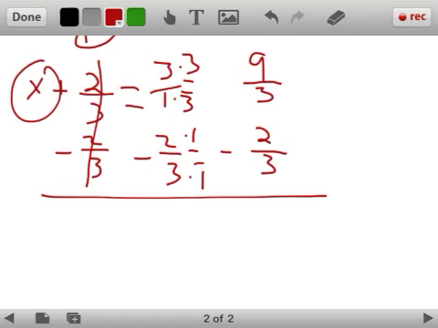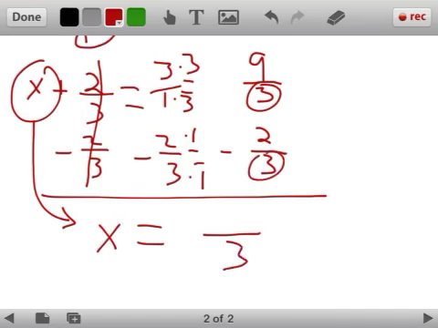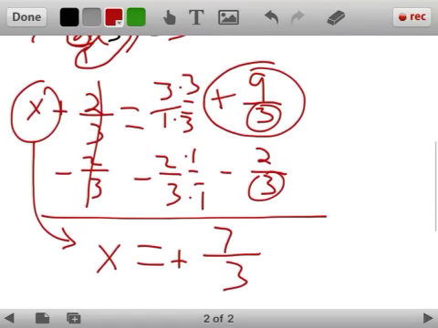Now I'm going to bring down this x because we can't forget that guy. So we've got x equals, I'm going to keep my common denominator, which is 3, and I'm going to subtract numerators because this is a positive 9/3, and this is a negative 2/3. So if the signs are different, you subtract. So 9 minus 2 is going to be 7. So I've got 7/3, and it is a positive 7/3. And the reason why is because I have more positives than negatives. So I believe I'm done.